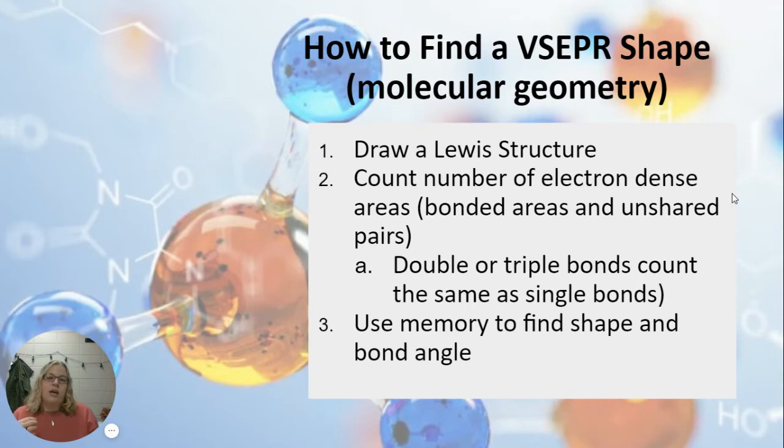Then what you do is you count the number of electron dense areas around your central atom only. This can be bonded areas or it can be a set of dots, which we call an unshared pair or a lone pair. Okay. When we talk about electron dense areas, double and triple bonded areas count the same as a singly bonded area. So if you are counting electron dense areas around your central atom and you have a double bond, that still only counts as one electron dense area, and the same for a triple bond. Again, we'll go over some examples after we go through all the VSEPR shapes, and then we'll clarify. Then you have to use your memory to remember what the VSEPR shape or the bond angle is. So I'm going to go through each of the shapes.